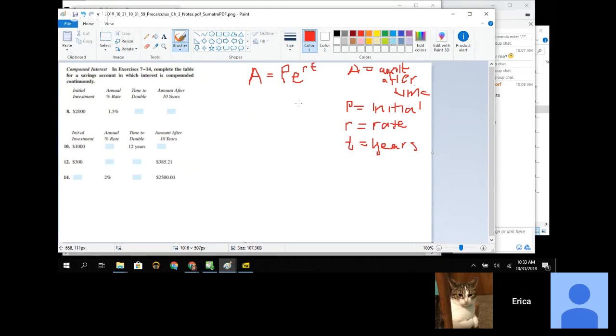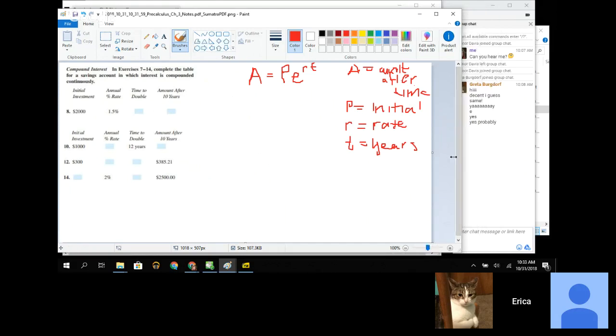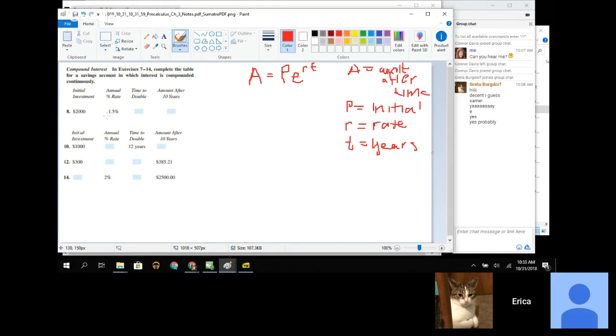So we're going to do some of these. It says compound interest. Okay, so in exercise 7 through 14, we're going to be dealing with this idea of compound interest and our savings accounts and see how they do. Okay, so complete these tables for a savings account in which interest is compounded continuously. Okay, so we have our initial investment, right? And we have our annual rate, and we want to know how much time it would take to double our account.